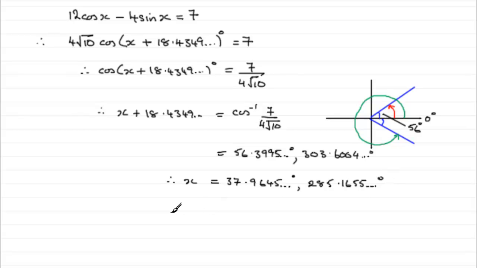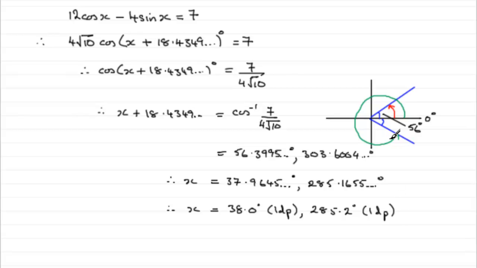And we've got to give our answers for x to 1 decimal place, so the first one's going to be 38.0 degrees to 1 dp, and the second one is going to be 285.2 degrees. Okay, and that's to 1 dp.